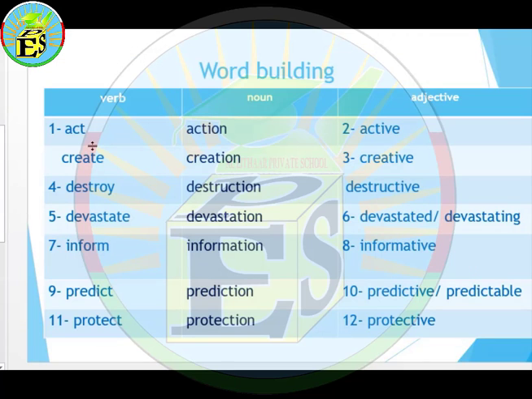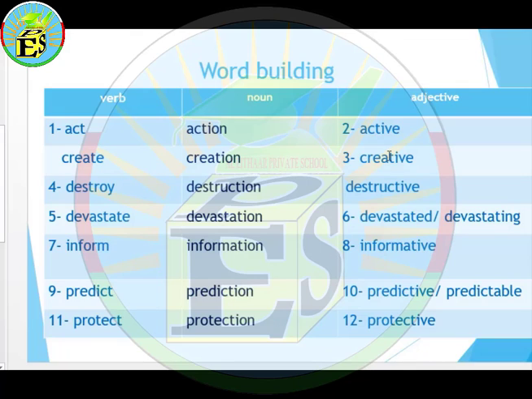So number 1 is what? Act. Number 2, active. 3, creative. Number 4 here, destroy. 5, devastate. Inform, predict, protect. So these are the verbs.